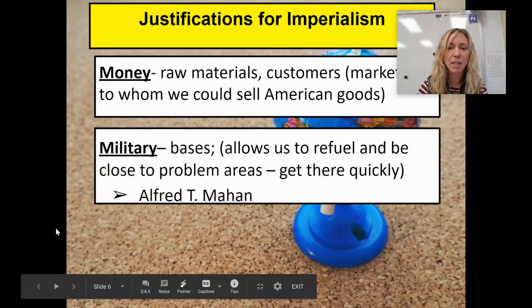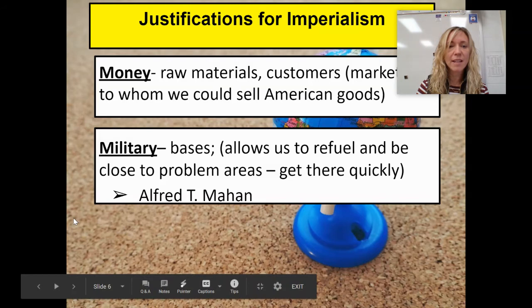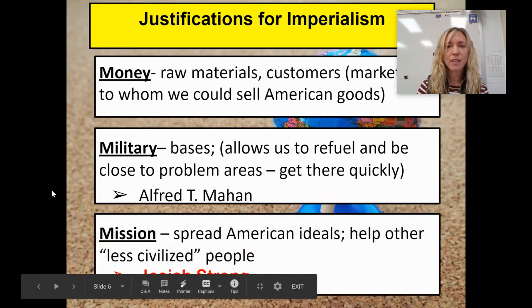The second M is military. There's a strategic purpose for us taking over other territories, in that we could have refueling stations for our ships and military bases around the world, so that if something flares up in a region, it's not going to take us forever to get there. Alfred T. Mahan is going to be a leading advocate for us engaging in this imperialism, taking over other territory for military purposes.